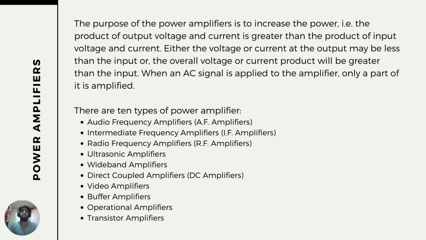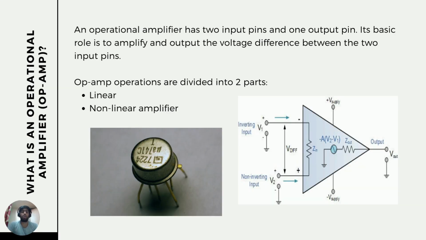But now let us learn more about the operational amplifier. An operational amplifier has two input pins and one output pin. Its role is to amplify the voltage difference between the two input pins. You can see in the PPT the symbol of the operational amplifier. You can see there are two inputs, V1 and V2, so there's a voltage difference between V1 and V2.